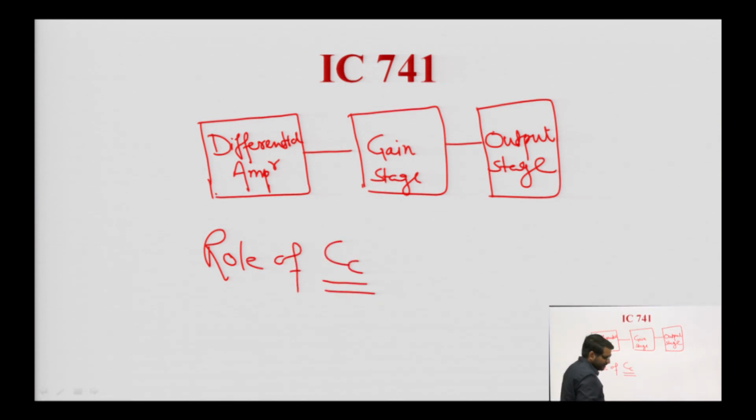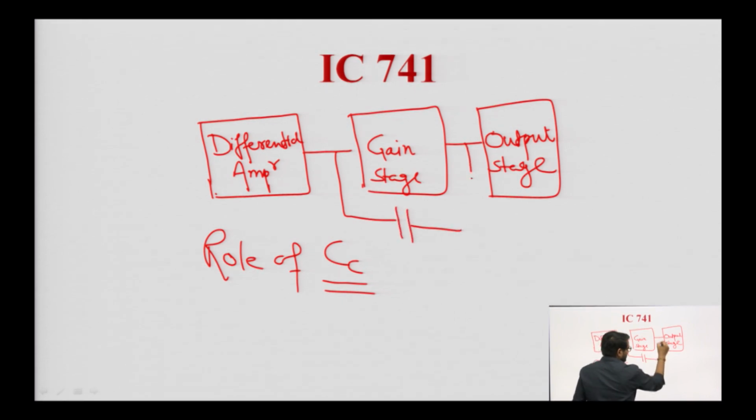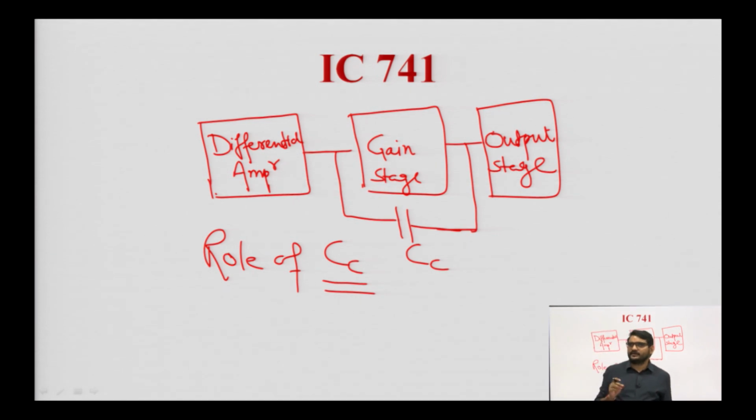It is also called the Miller compensation capacitor, and it is connected between the input of the gain stage and the output of the gain stage. This is CC, and it provides a feedback for frequency stabilization. Also, it is used for modification of the slew rate value of IC 741. So, CC is basically the frequency compensation capacitor, connected between the input and output of the gain stage.